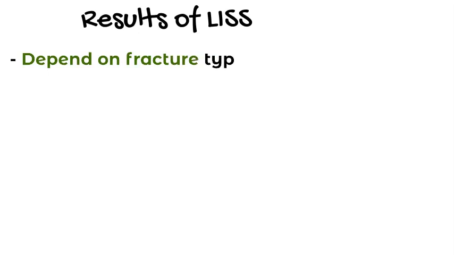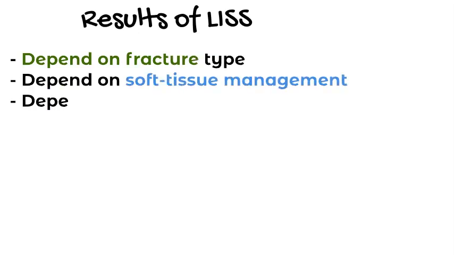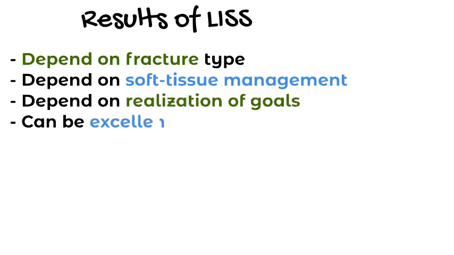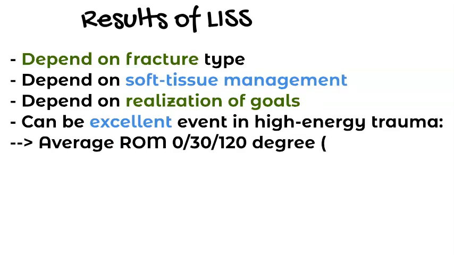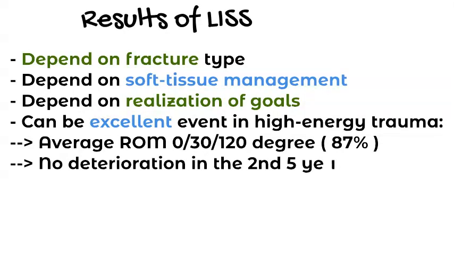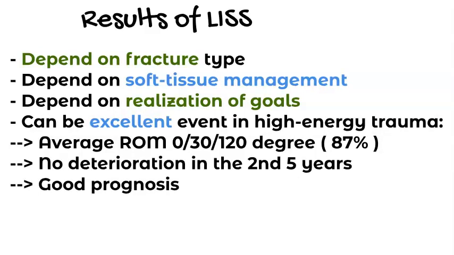The results of LISS depend on fracture type, depend on soft tissue management, depend on realization of goals, and can be excellent even in high energy trauma. The average range of motion 0-130 degrees about 87%, no deterioration in the second 5 years, good prognosis.